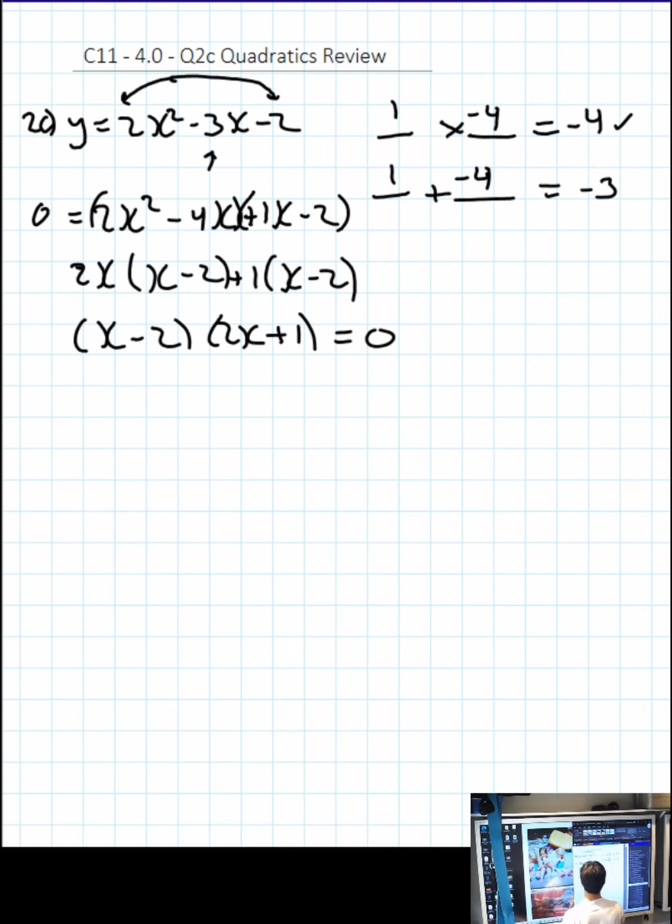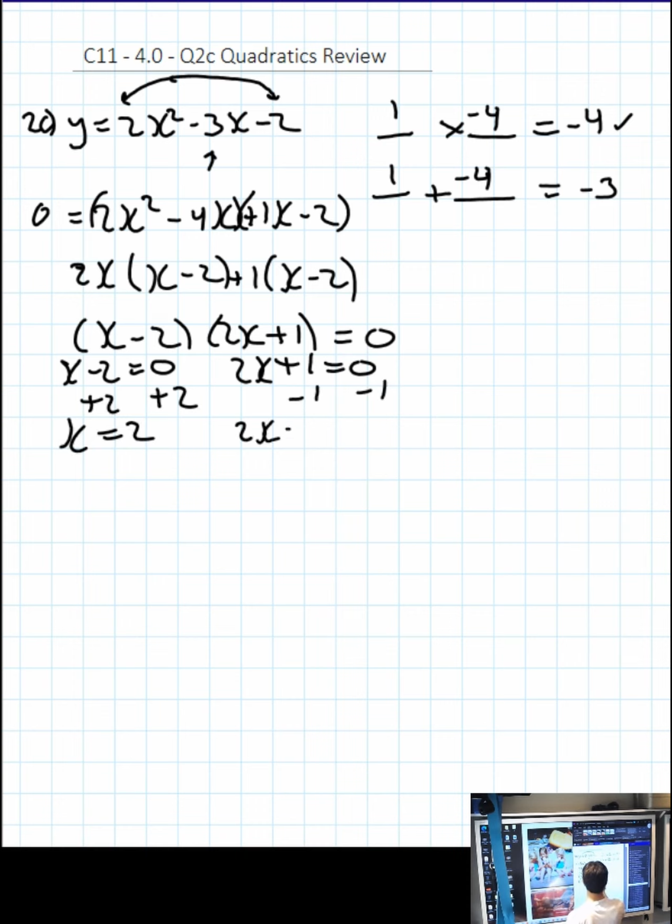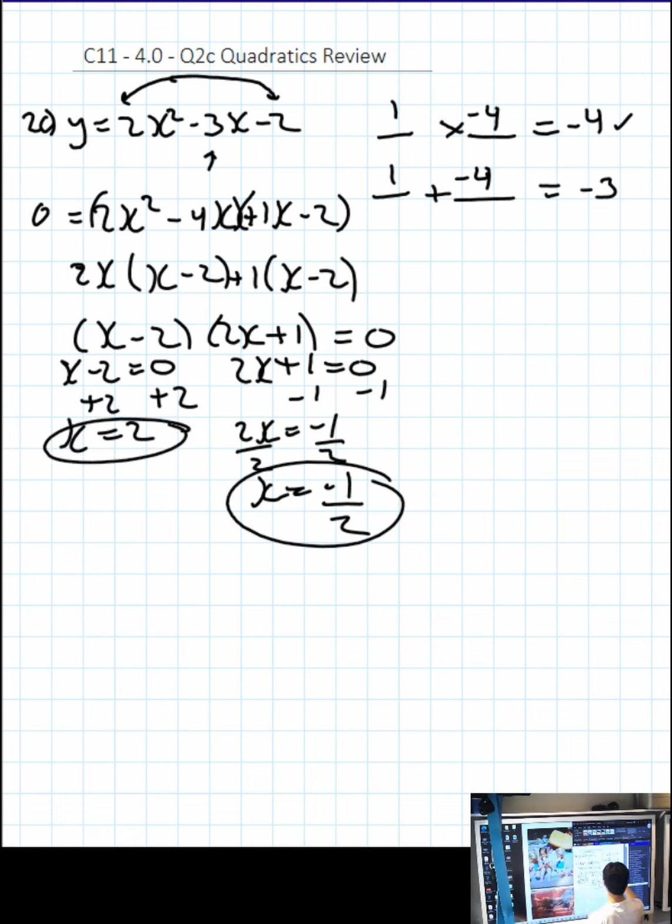And let's set our factors equal to 0 separately and solve. x minus 2 equals 0, and 2x plus 1 equals 0. On the equation on the left, let's add 2 to both sides, and we're going to say x equals 2. On the right, we're going to subtract 1, and 2x equals negative 1. And we're going to divide both sides by 2, and x equals negative 1/2. Let's circle both of these answers and sketch a little graph, and we have x-intercepts at 2 and negative 1/2.